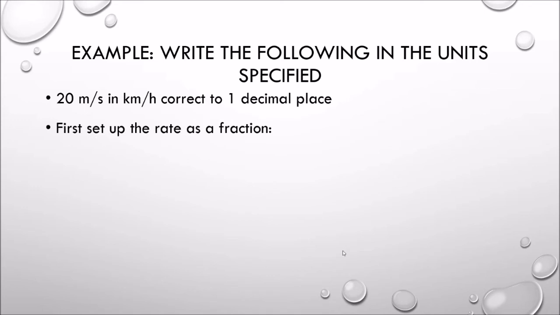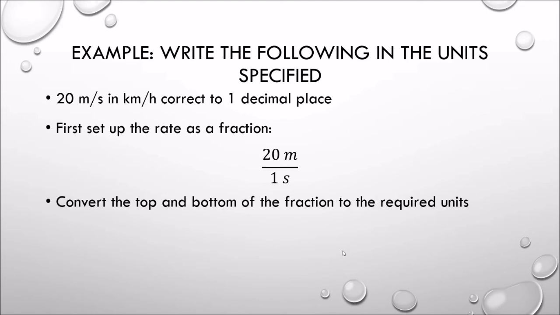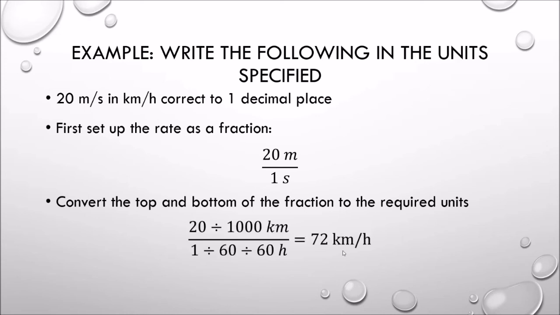we'd first set up our rate as a fraction, so 20 metres over 1 second. We then convert the top and the bottom to our required units, just like we did before. However, this time we're going from small to big, so we need to divide. So we do 20 divided by 1,000, and 1 divided by 60 divided by 60.